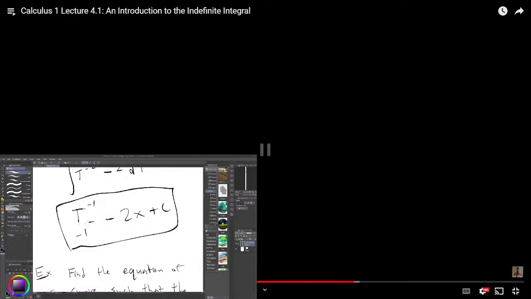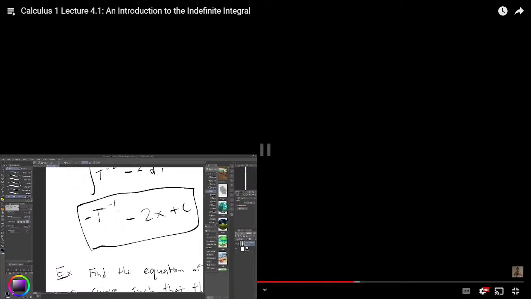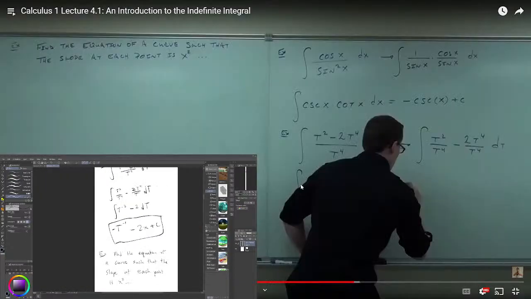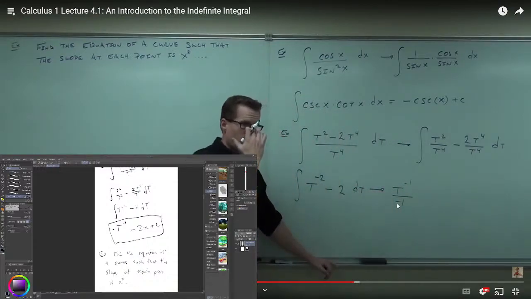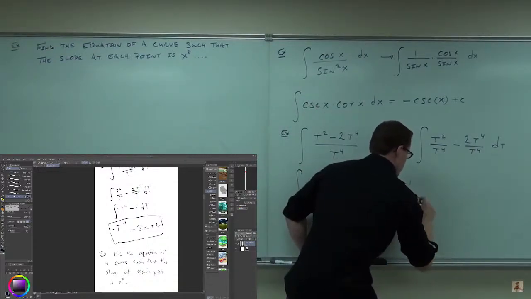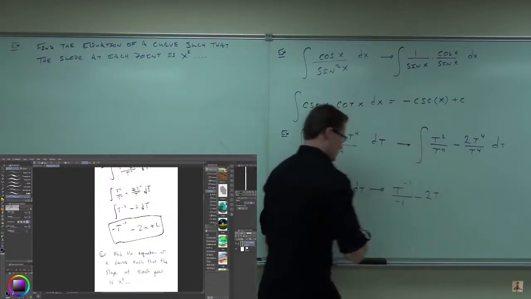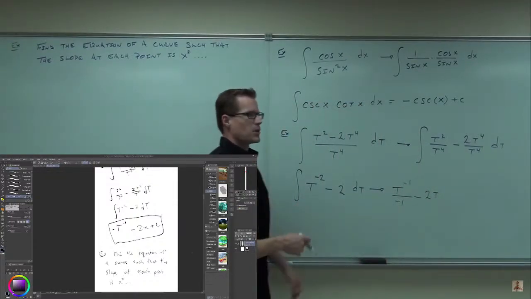This would be negative t to the negative 1, over negative 1. Did you make it that far? Minus what? 2t. 2t. Cool. Maybe plus c at the end.